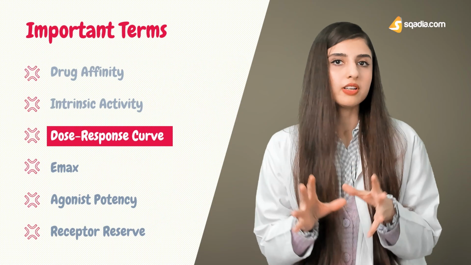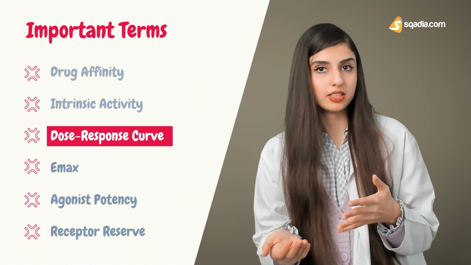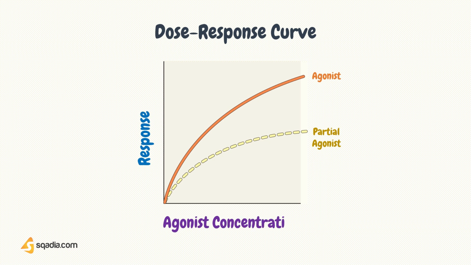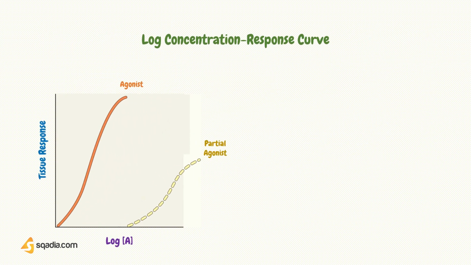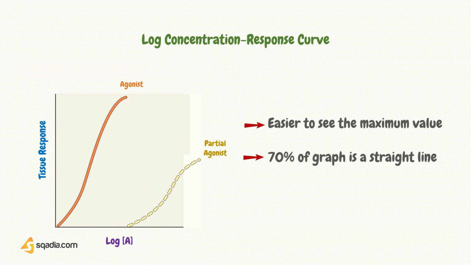Now, this response that is produced can be plotted as the dose-response curve. And it has been found by experiment that for many tissues and agonists, when the response is plotted against the concentration of the drug, a curve is produced, which is often hyperbolic. And it's also termed the concentration response curve. Now, in practice, it is often more convenient to plot the response against the logarithm of the agonist concentration, which is the log concentration response curve. So we usually use this log response curve.